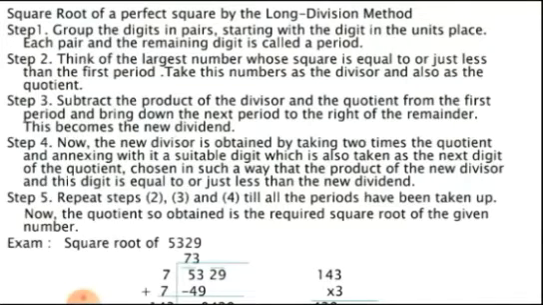Step 3. Subtract the product of the divisor and the quotient from the first period and bring down the next period to the right of the remainder. This becomes the new dividend.